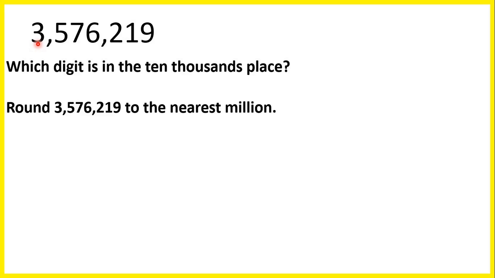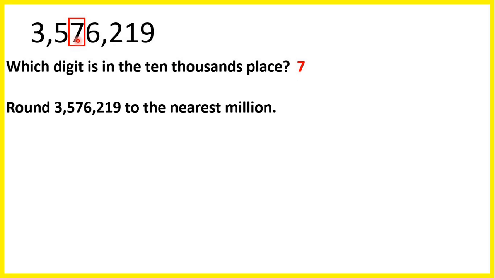We have the number 3,576,219. Which digit is in the 10,000s place? So with whole numbers, we count place value from the right. So we have our ones, tens, hundreds, then our thousands and 10,000s. So the digit in the 10,000s place is a 7.